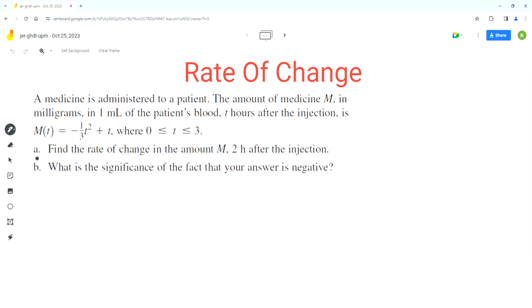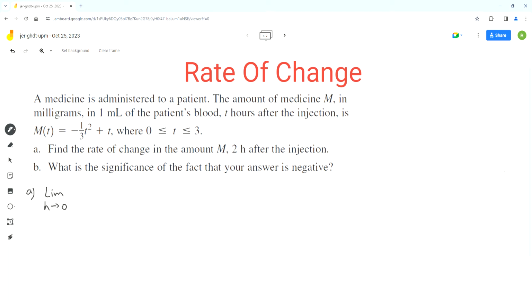And in part A, we have to find the rate of change in the amount M 2 hours after the injection. So this is an instantaneous rate of change because we are finding the rate of change at a point in time. For this, we have to use the limit formula using the difference quotient expression. So the formula for finding this rate of change is limit h approaches 0.